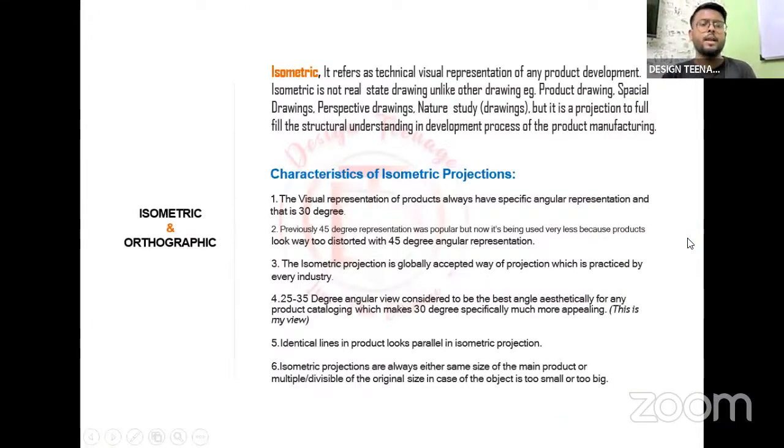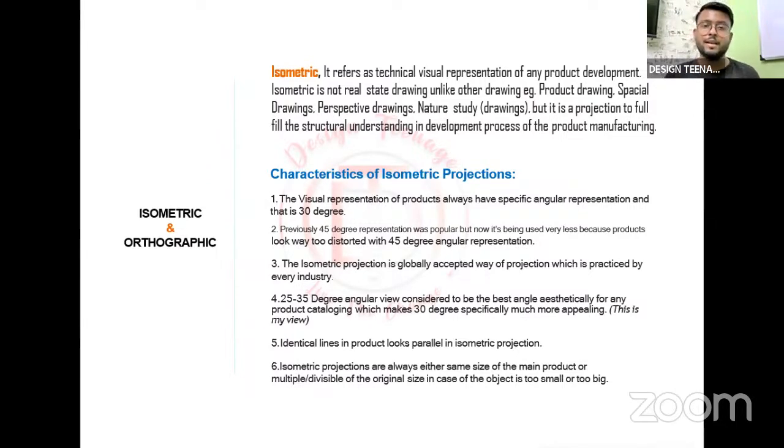So we are here to discuss isometric projections first. Isometric refers to the technical visual representation of any product development. Isometric is not a real state of drawing, unlike other drawings, for example product drawing, spatial drawings, perspective drawing, nature study drawings, but it is a projection to fulfill the structural understanding development process of the product manufacturing.